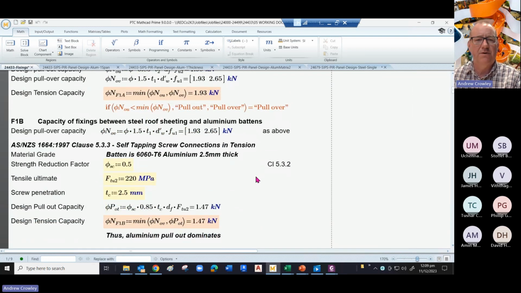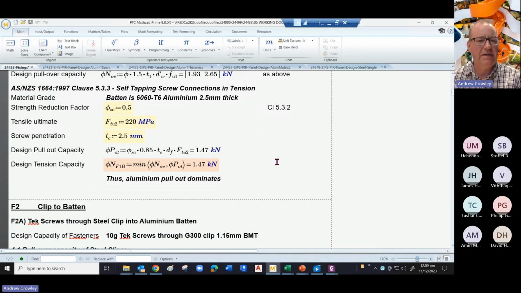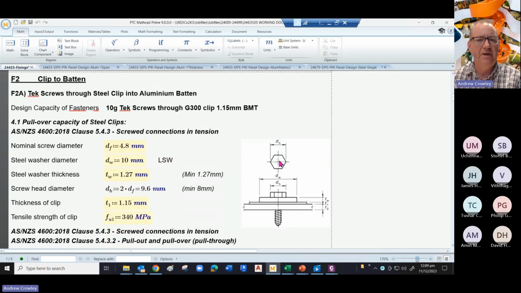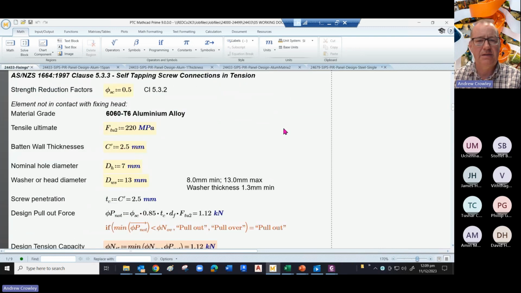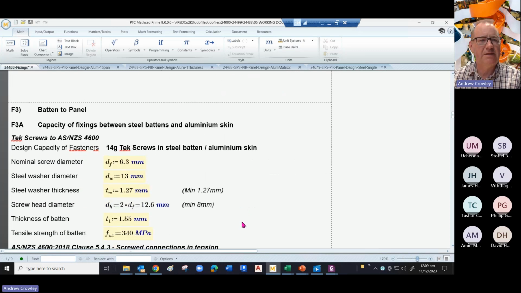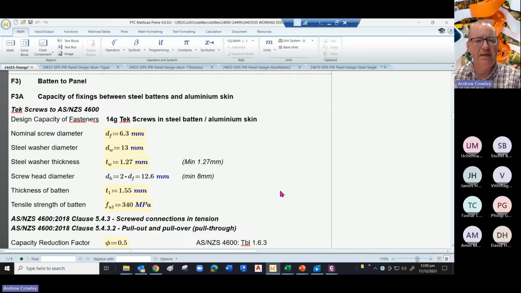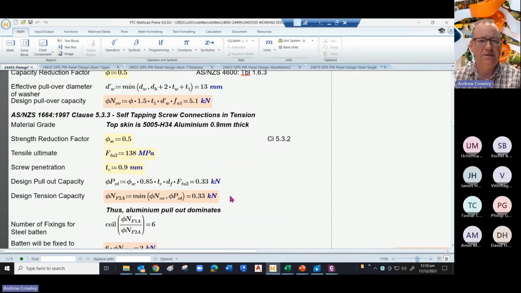Okay, then we move on to the aluminium battens. And you'll see that the pullout of the aluminium dominates because we're using a 6060T6 aluminium, which is not a particularly strong aluminium. Then we look at the clips to the batten for the E-span sheets, and then we come out with a capacity of 1.12, and again the aluminium pullout dominates. Looking at the batten to the panel, first look at steel battens to the aluminium skin. And surprise, surprise, the aluminium pullout dominates.